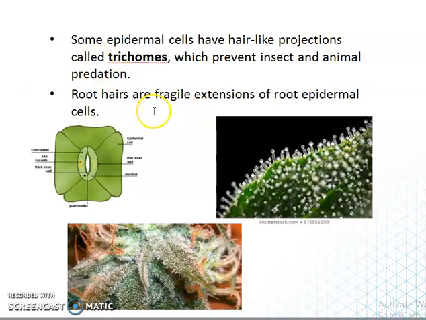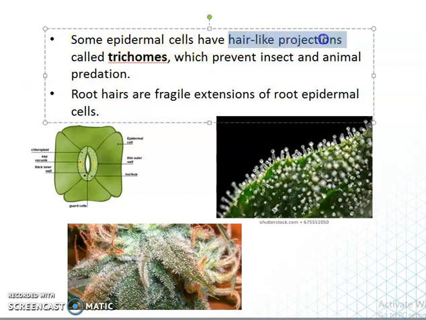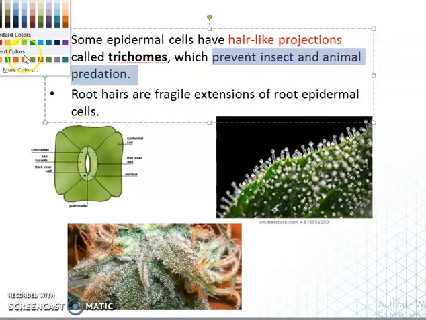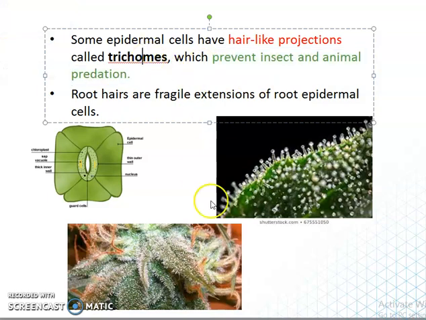So technically, if I want to give a description for the trichome, I say some epidermal cells have hair-like projections. Let's highlight this with red so you can remember. Trichomes are hair-like projections. What are they used for? They help to prevent predation by insects and animals. So plants are protected by the help of trichomes, which look like hair-like structures that prevent predation from insects and animals. And this is a real picture of how these structures look like in some kinds of plants.